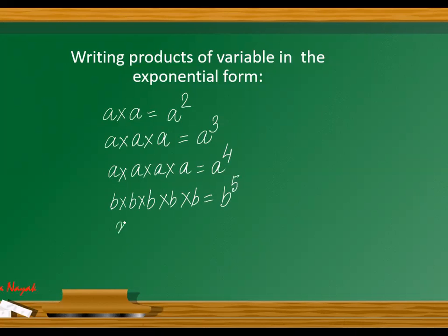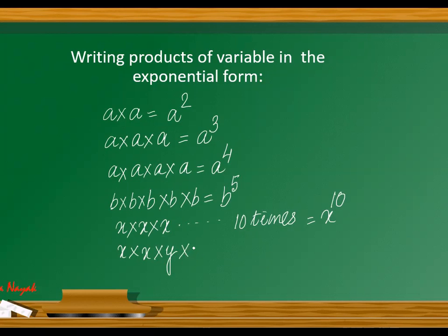Now you write x multiplies x multiplies x, going for 10 times. Then how much will it be? It will be x to the power 10, x power 10. If it is x multiplies x, then y multiplies y, 2 times x, 2 times y, then it will be x power 2 into y power 2.